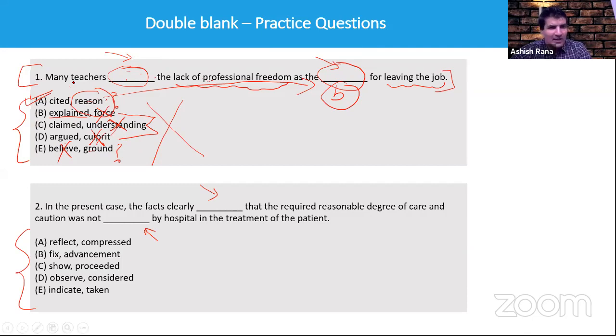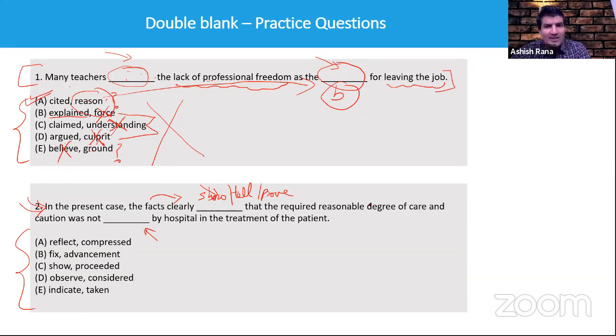So again, first step would be to read this statement and understand it very well. In the present case, the facts clearly dash. The facts clearly dash, meaning what, they clearly show, they clearly say, they clearly state, right? All of this could come. Facts show, facts tell, facts prove, right? Clearly prove, right? All these words could probably go in this without looking at the options.